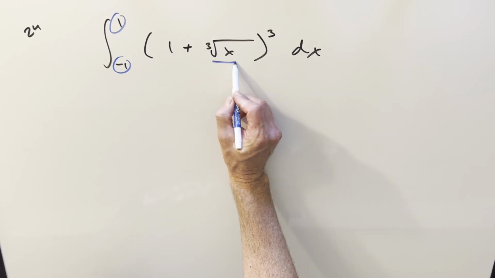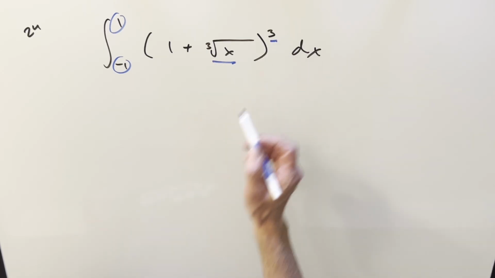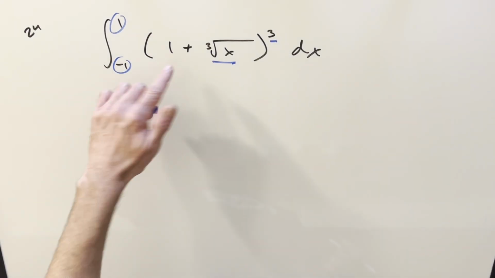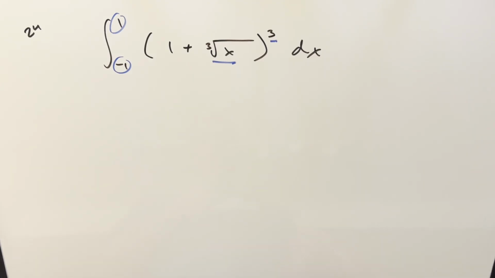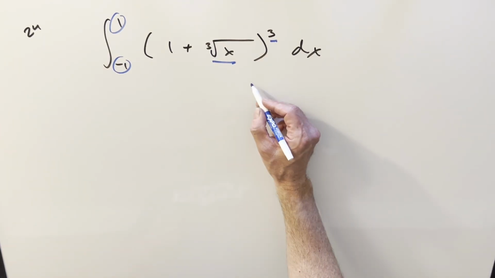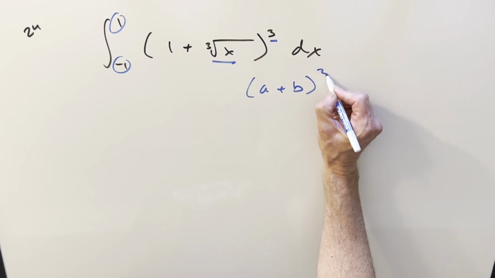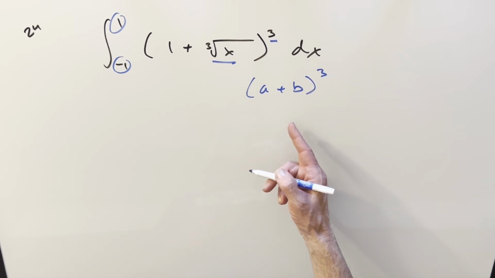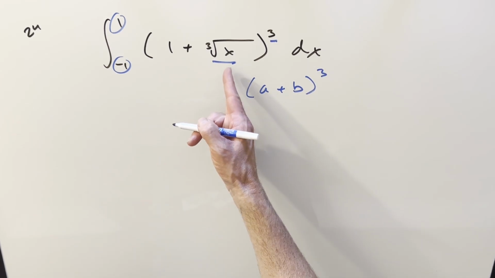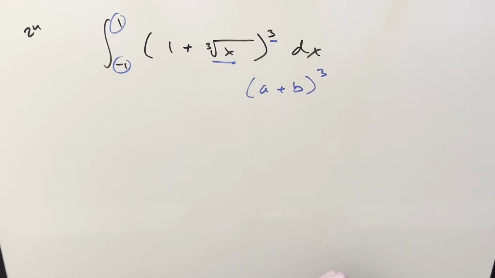We have some odd functions, or we have odd exponents. But 1, even though it's an odd number, it's not an odd function, so it's not quite as simple. I don't know, I didn't do this one out on paper, so I'm actually thinking about it on the fly. What if we expand out this thing with a being 1 and b being the cubed root of x?